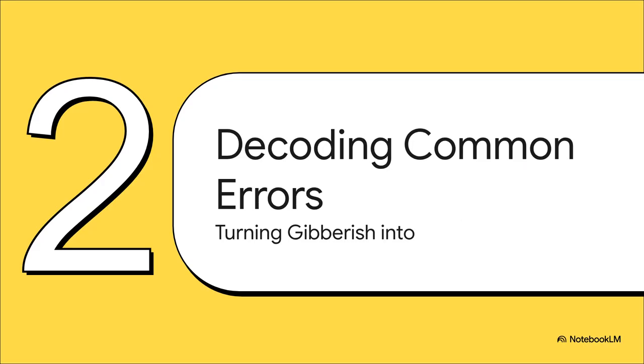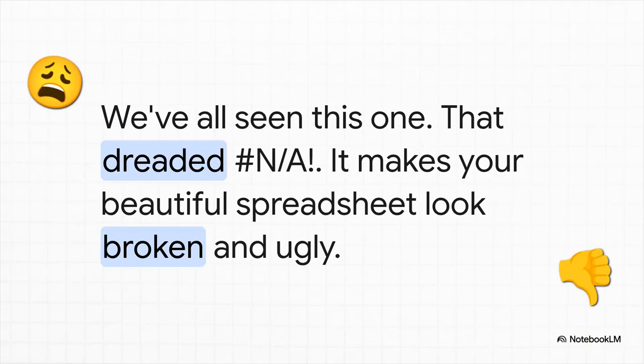Now, as you start using these more powerful functions, you're inevitably going to run into some ugly error codes. They look like total gibberish, right? But they're not random. They're actually Excel's way of giving you clues about what went wrong. Yes, this old friend, the dreaded #N/A. It just makes your beautiful, clean spreadsheet suddenly look messy and broken. You see this and your heart just sinks a little bit, doesn't it? But trust me, it's not a dead end, it's a clue.